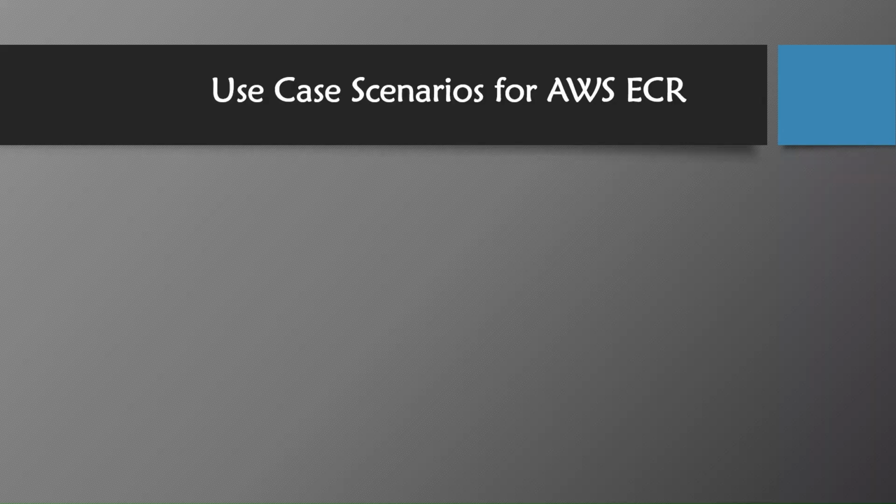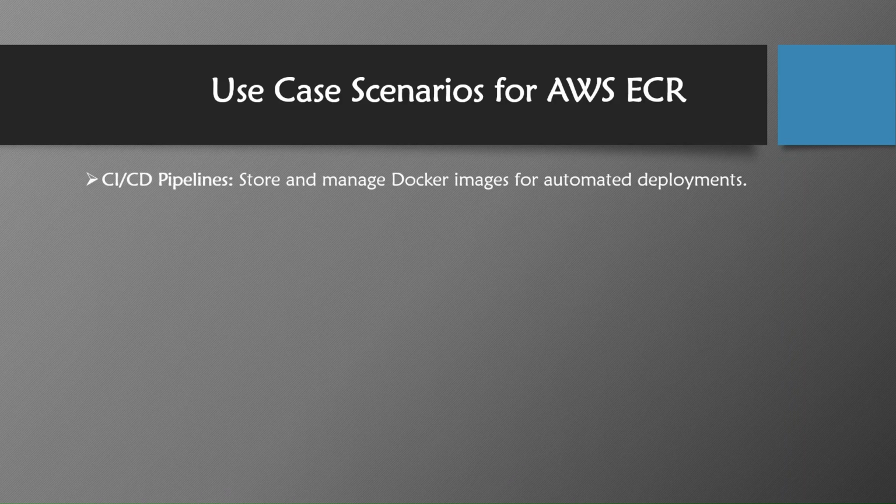So the next we have is use case scenarios for ECR. The first use case here is CI/CD pipelines. It stores and manages Docker images for automated deployments. How does it work? As a part of the CI/CD pipeline, container images are built, tested, and stored in AWS ECR. AWS CodeBuild, Jenkins, or other CI/CD tools push the image to the ECR after successfully testing.